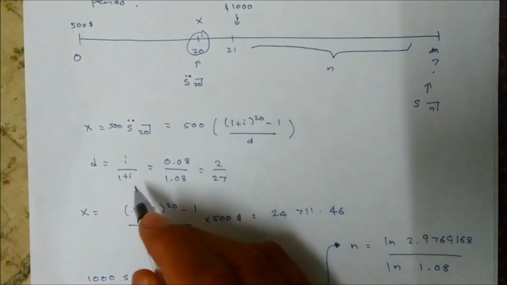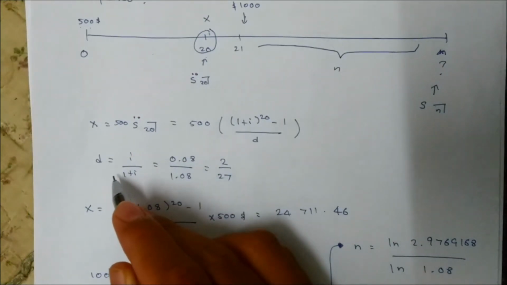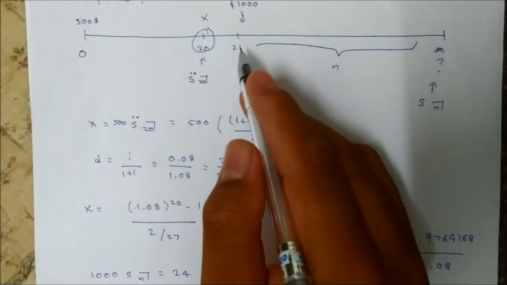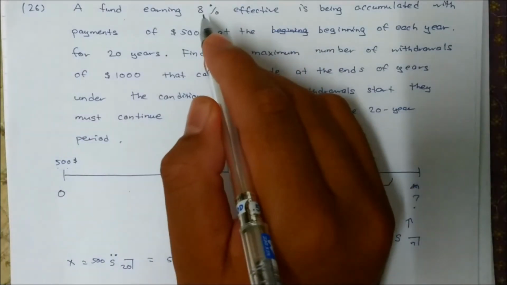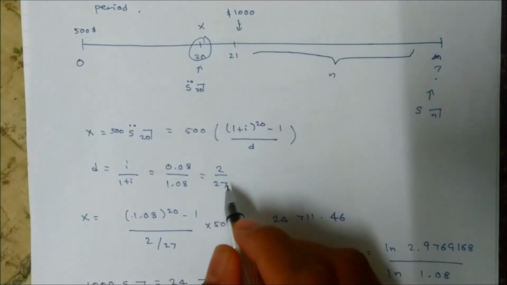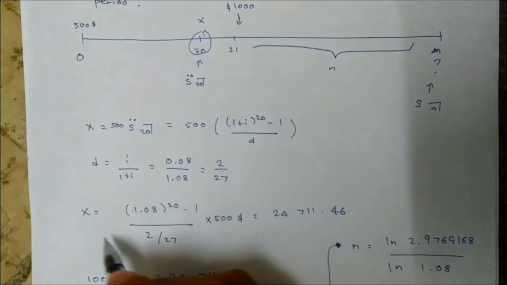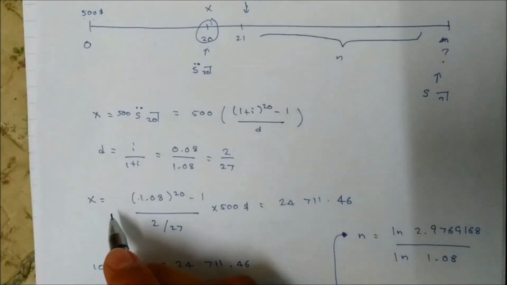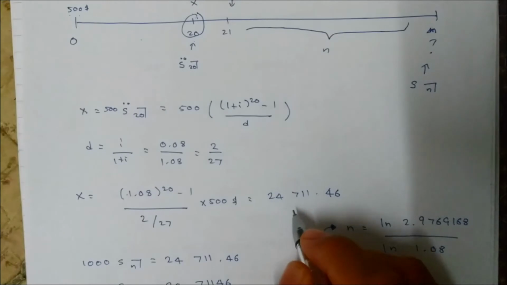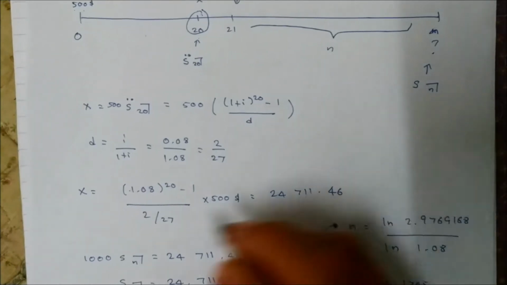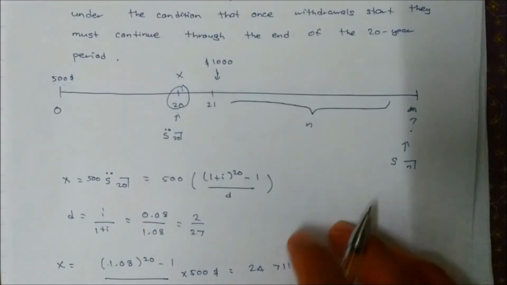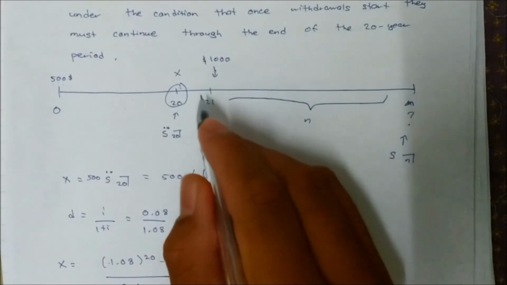Since we are using d here, we need to find the value of d first, which equals i over 1 plus i. Given that i is equal to 8% here, our d is going to be 2 over 27. So finding X, we will get $24,711.46 for X.